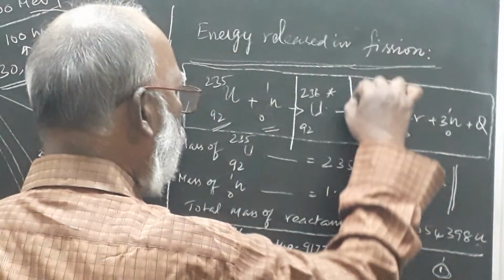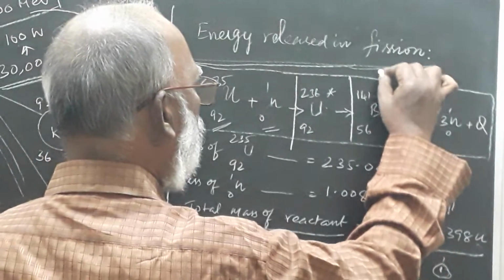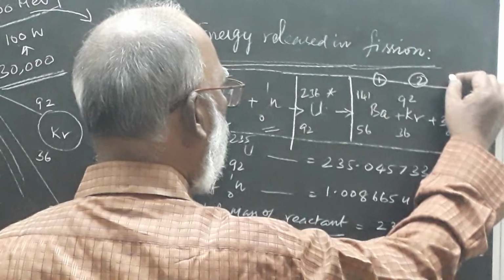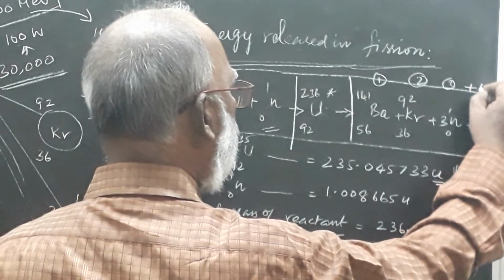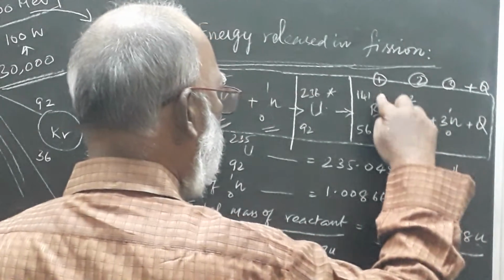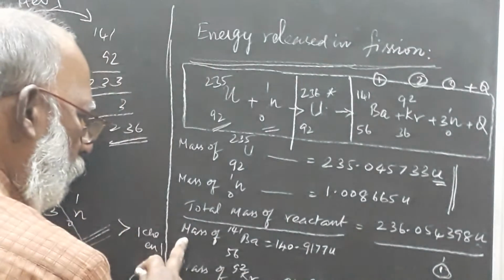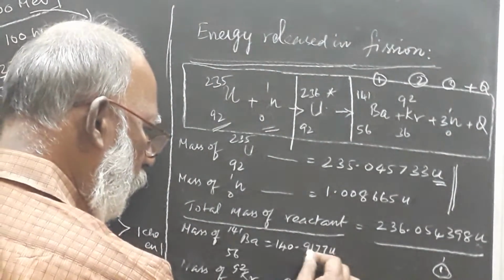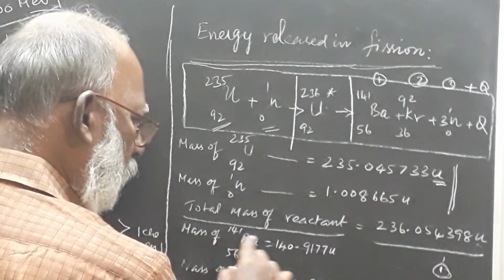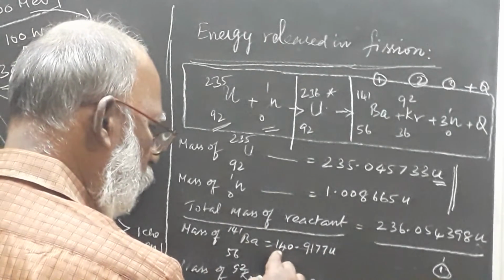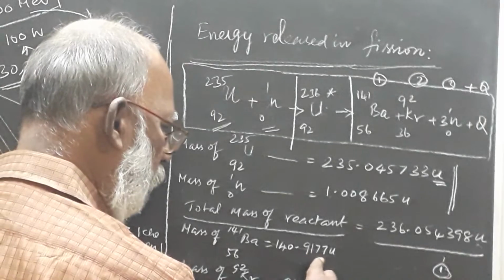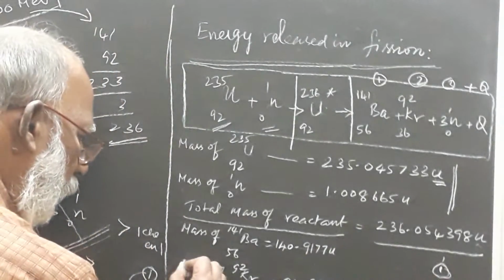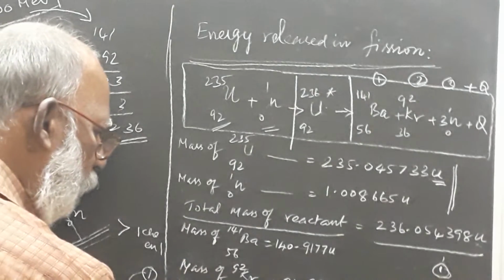What are the products? They are called the first product, second product, and third product, along with energy. The first product is barium. The mass of barium is 141, and the actual mass is 140.9177 atomic mass unit. Similarly, you have to calculate the mass of krypton.